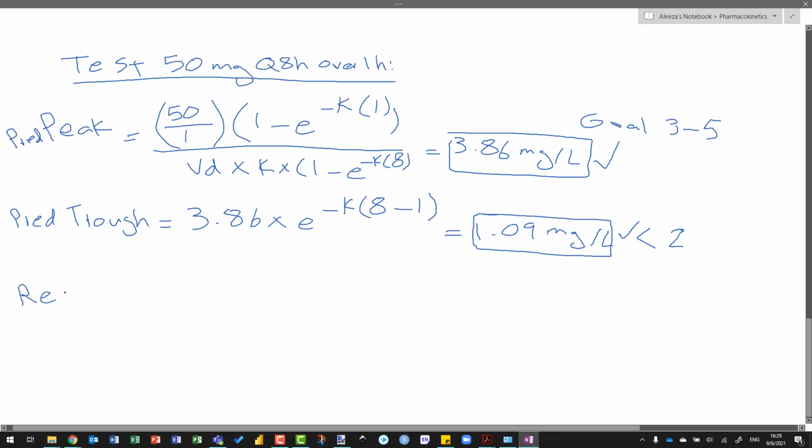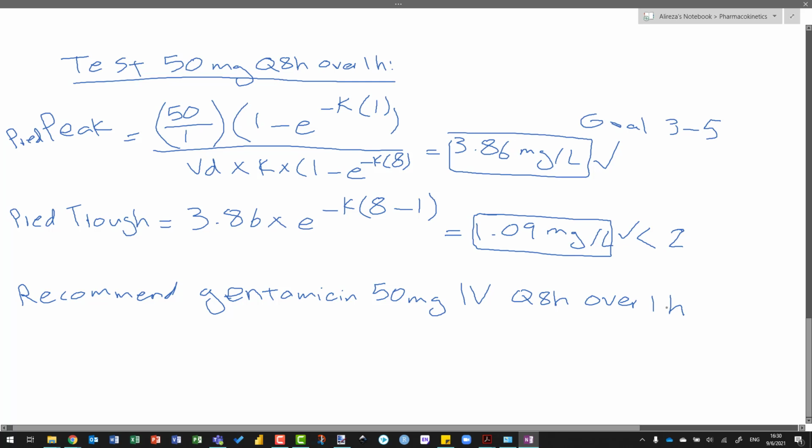So our recommendation is that we recommend, you have to make a full recommendation. So you want the drug name, so gentamicin. You want the dose, so 50 milligram. You want the route, so this is IV, every 8 hours, and you want to make sure you put the infusion time, so you say over 1 hour.